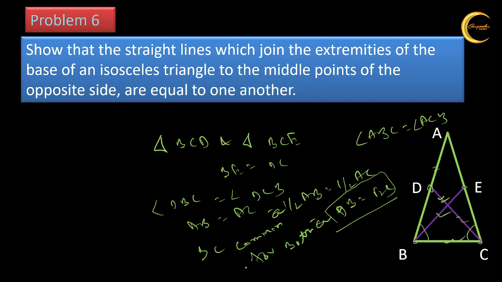So this triangle BCD and BCE are equal in all respects. So this triangle BCD is equal to this triangle EBC. So we can easily say this line DC equals line BE.